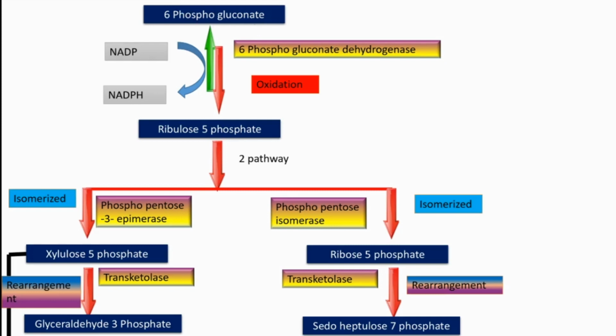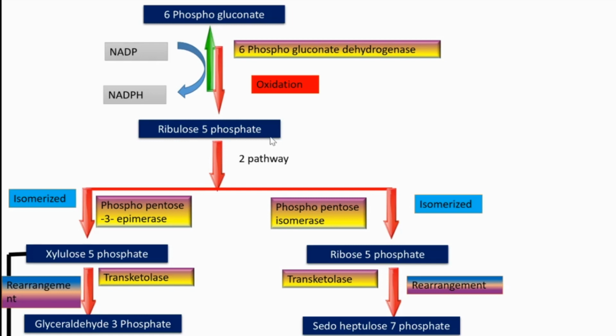Again, we are going to see one more round of oxidation with the help of another enzyme. Its name is also very easy to memorize: 6-phosphogluconate dehydrogenase. And what is formed there? In this pathway, one more NADPH is formed with the help of this oxidation. And the product formed here is a 5-carbon sugar, ribulose 5-phosphate.